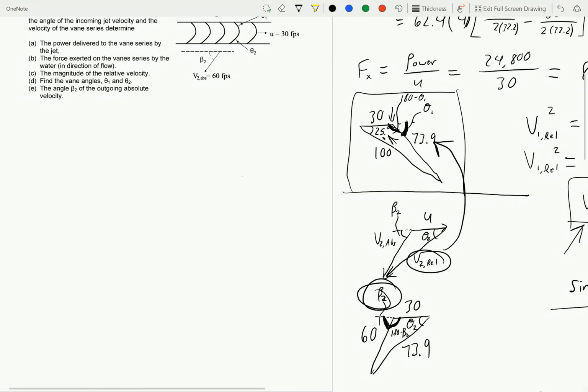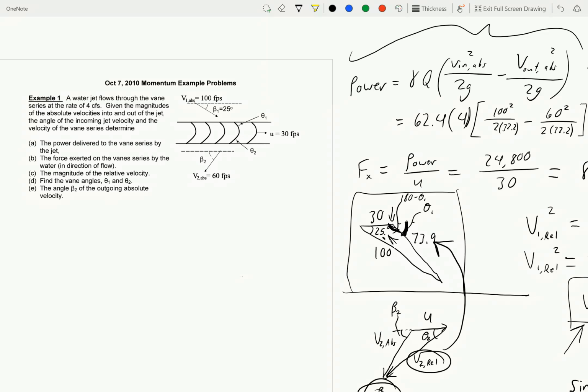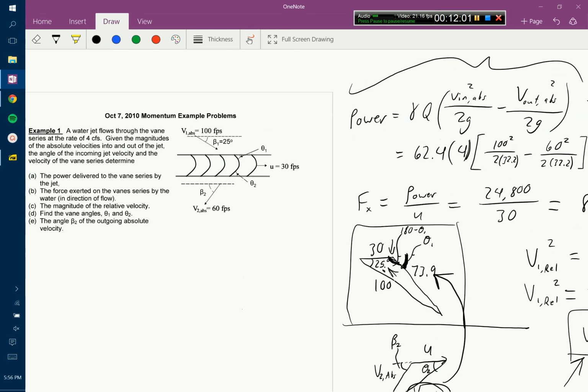And that's pretty much all that you could be asked to solve for in a multiple vane problem. You just need to know how to find all the different parameters for each of the triangles: beta 1, beta 2, theta 1, theta 2, the absolute velocities, or the relative velocity. So yeah, that's pretty much it as far as the vane problems go. Hopefully this helps.